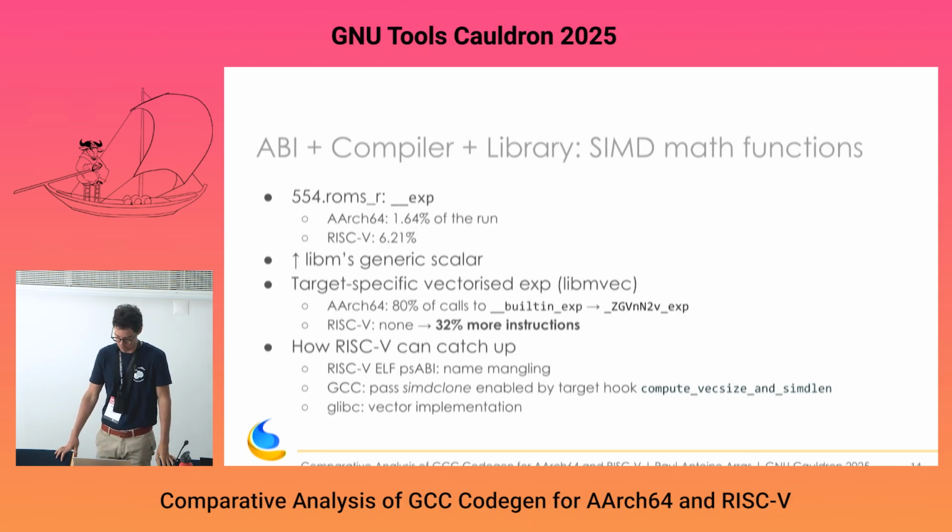In terms of what has to be done in GCC, it's actually handled by the SIMD clone pass that has to be enabled. So there is a target hook for that: compute vex size and SIMD len. And on glibc side, well, obviously, the actual implementation has to be done. But for the PS ABI, there is a PR that's open, that's sure. For glibc, I think there was some work that has been done and submitted, but as far as I know, nothing has been merged. And obviously, the relevant work has to be done on GCC.